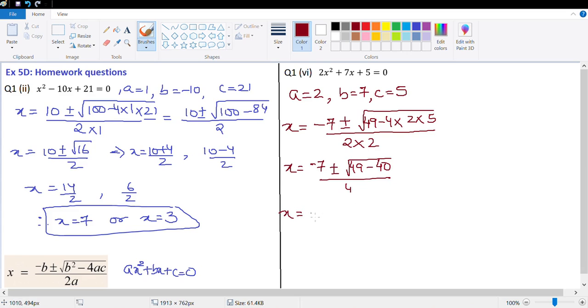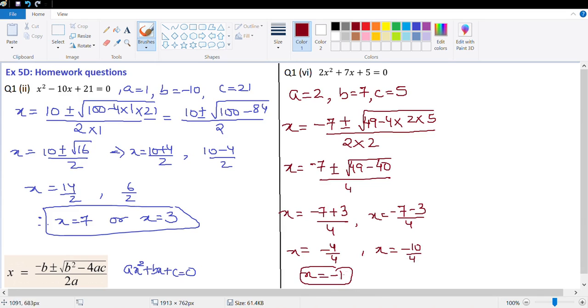This gives us x is equal to negative 7 plus minus the square root of 49 minus 40, which is 9, sorry, root 9 is 3. That's negative 7 plus 3 upon 4, or x is equal to negative 7 minus 3 upon 4. That's negative 4 upon 4, or x is equal to negative 10 upon 4, which means x is equal to negative 1 or x is equal to negative 2.5. Perfect, that's the correct answer. Let's look at the next one.